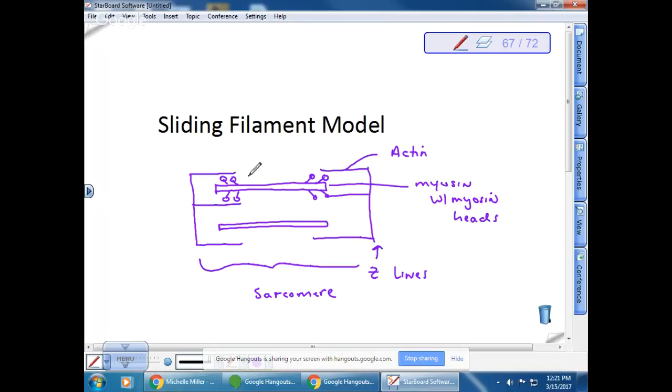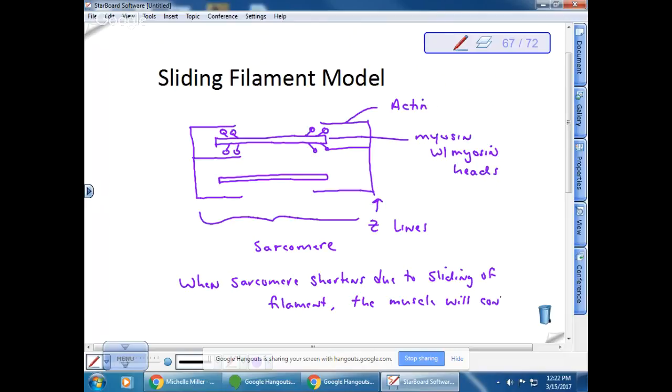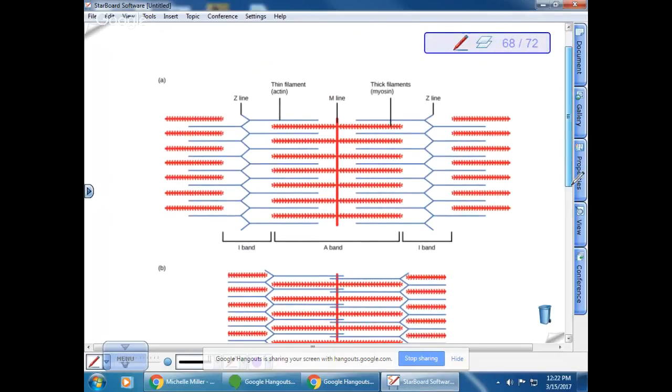So when the muscle contracts, the sarcomere shortens. Or maybe opposite. When the sarcomere shortens due to sliding of filaments, the muscle will contract. The whole muscle will contract. So we're going to talk more about this mechanism in a minute. But in your book, there are some images that are similar to this that show the difference between a sarcomere that's not contracted and one that is.